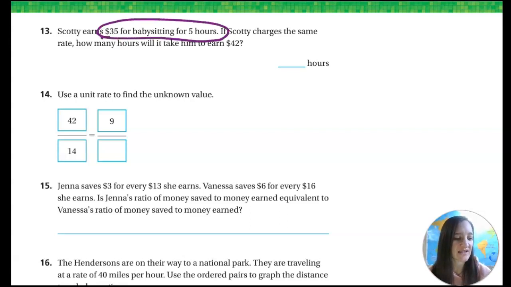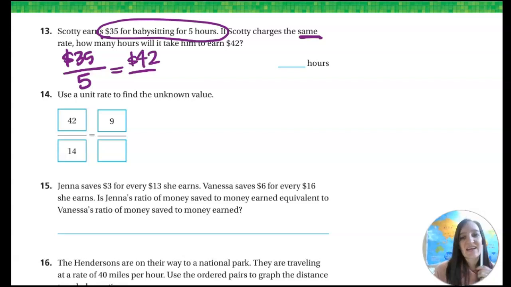All right, well, that is a ratio. Those go together, don't they? $35 for 5 hours. And this is the same rate, so we can make them equivalent ratios. But now he wants to earn $42. What can he do there?